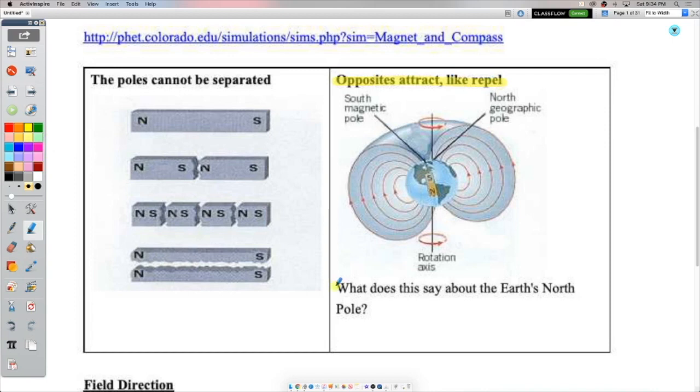And then it asks us, what does this say about the Earth's North Pole? Okay, so what does it say about the Earth's North Pole? Well, if you've ever used a compass, the North Pole of the compass, the red one, right, that's the North Pole, points towards what it's well attracted to, right? So where would the North Pole of the compass's magnet want to point? It would want to point to a magnetic south pole, right? So Earth's geographic North Pole is actually a magnetic south pole, okay?